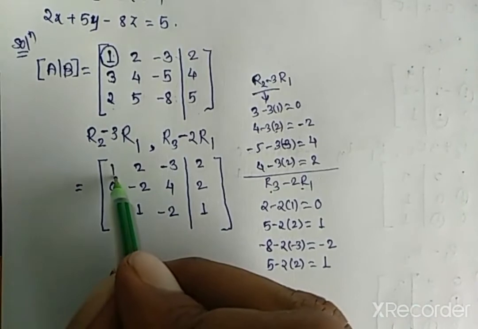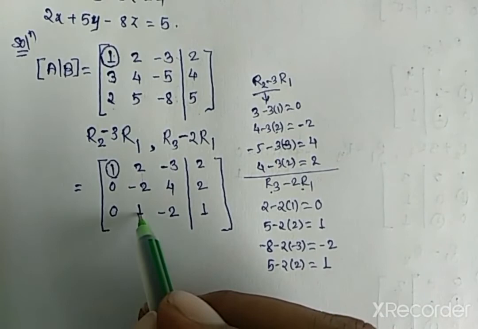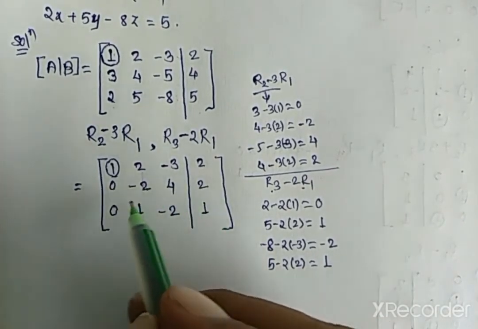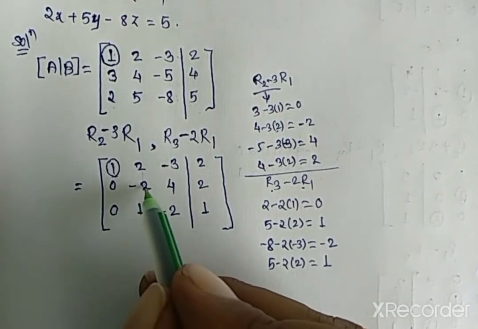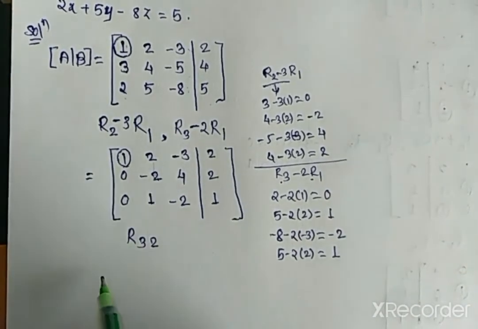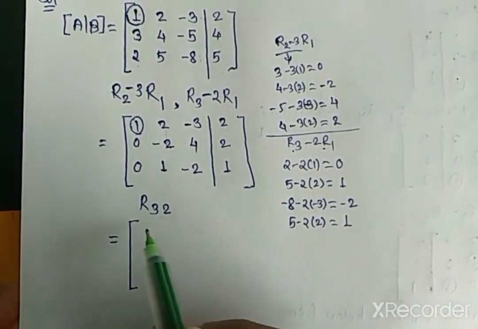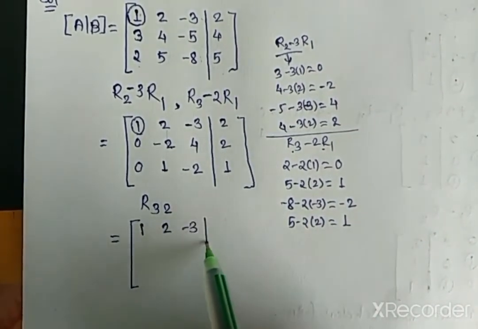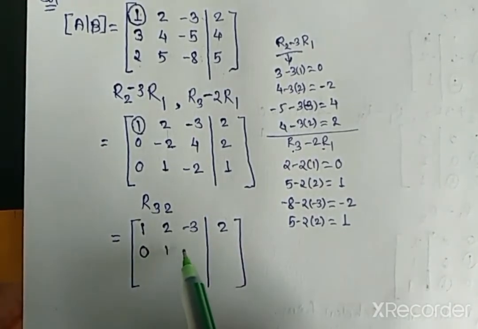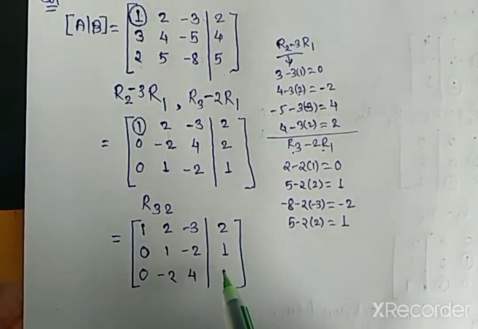Now here the first column has the leading 1, and in the second column there is a non-zero term and its below element is 1. You can make it 1 by dividing by minus 2, or you can shift the third row to the second row. So if we shift R3 to R2, we get the matrix 1 2 minus 3 2, then 0 1 minus 2 1, and the last row will be 0 minus 2 4 2.